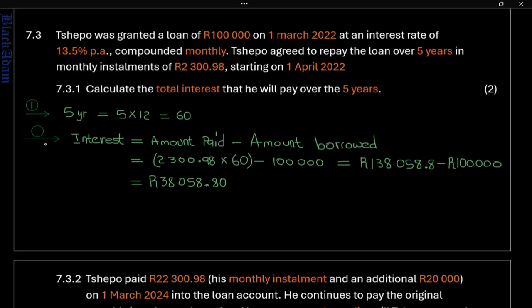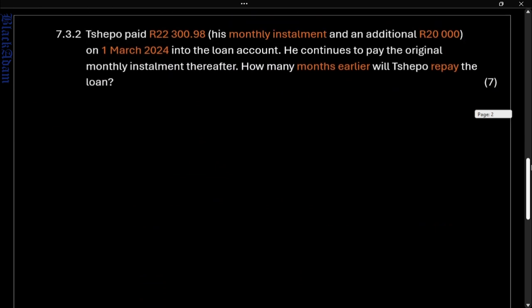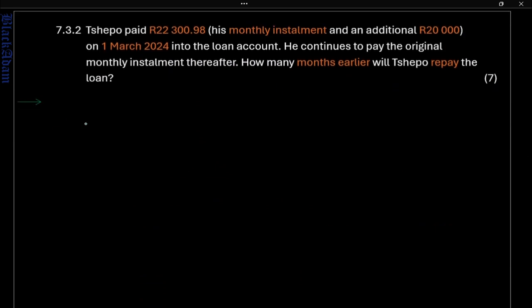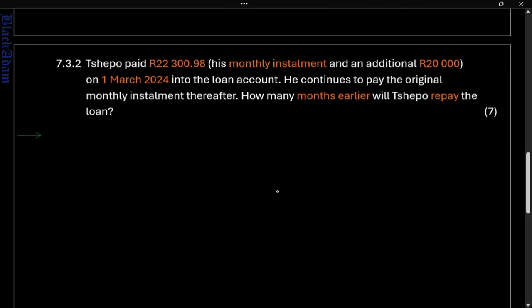So that's step 1, convert the term to months, and then step 2, substitute in the equation. It gives us the final answer. So 7.3.2, Tshepo paid 22,000. That's a big question. It's 7 marks, so we need to do a lot of work on it. And it's monthly, so paid 22,000 on 1 March 2022, and then 1 April 2024.